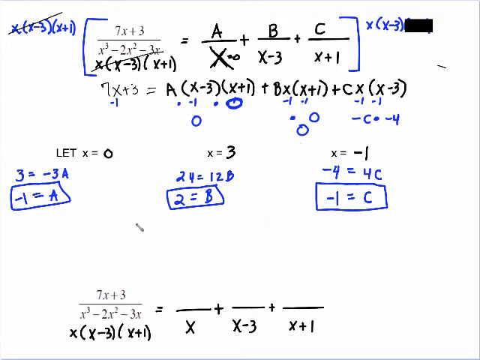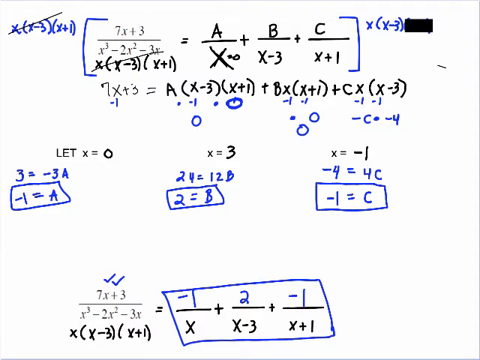Now I've just got to be careful where I put these. I have a equals -1. Where was a? A was on top of plain old x, so -1 goes right here. B is 2. Where was b? B was on top of x minus 3, so 2 goes here. And over here, c is -1. C is that last fraction, and I'm right here. And that is the partial fraction decomposition.